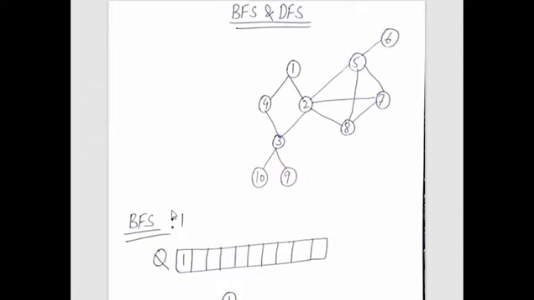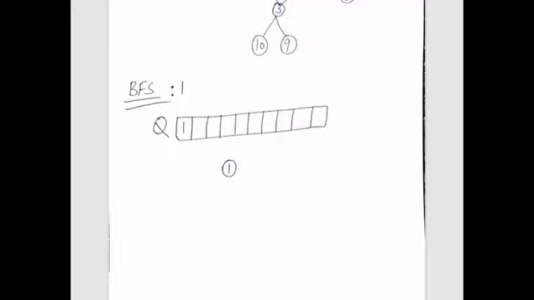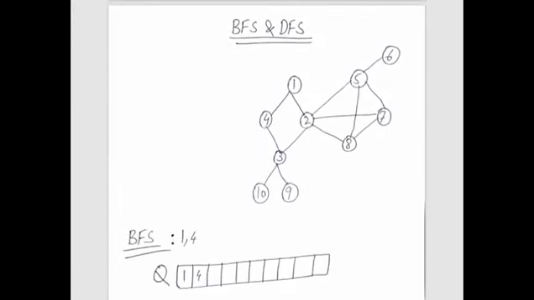I will write the 1 in the queue in case of the breadth first search. After placing it in the queue, I will start exploring the vertex 1. So what are the adjacent vertices to 1? They are 4. So I will write 4 in the queue.